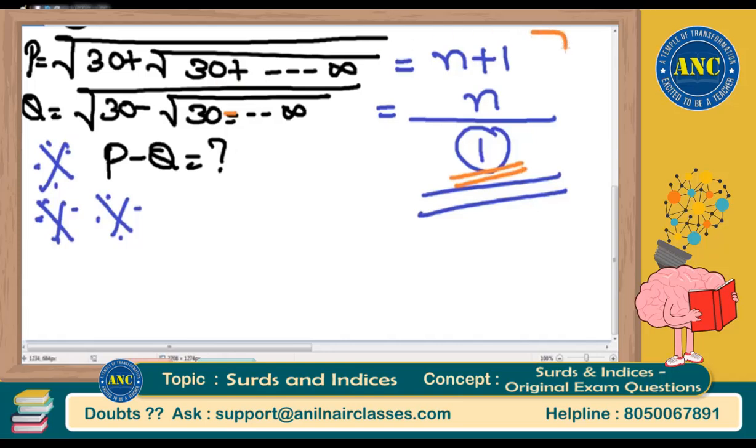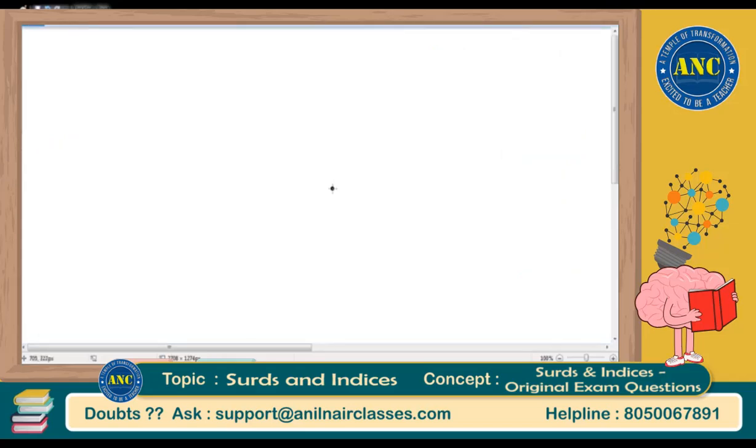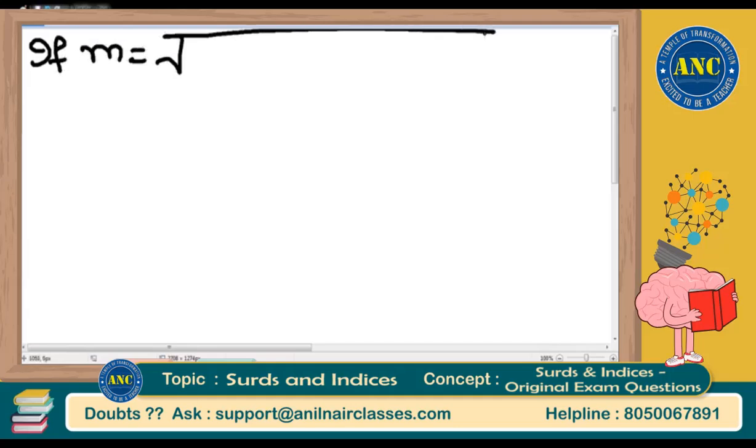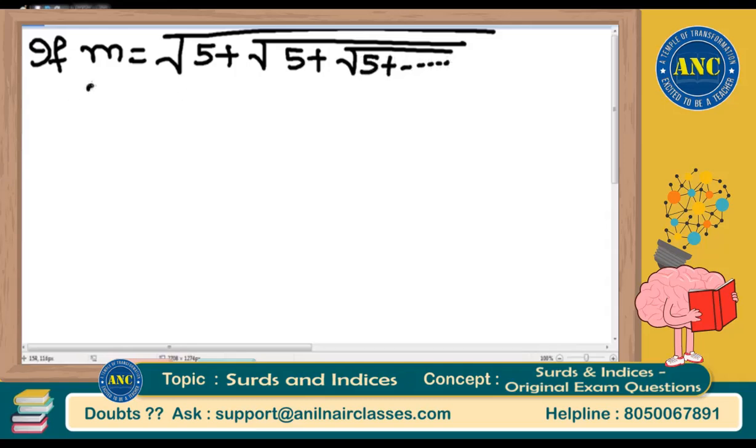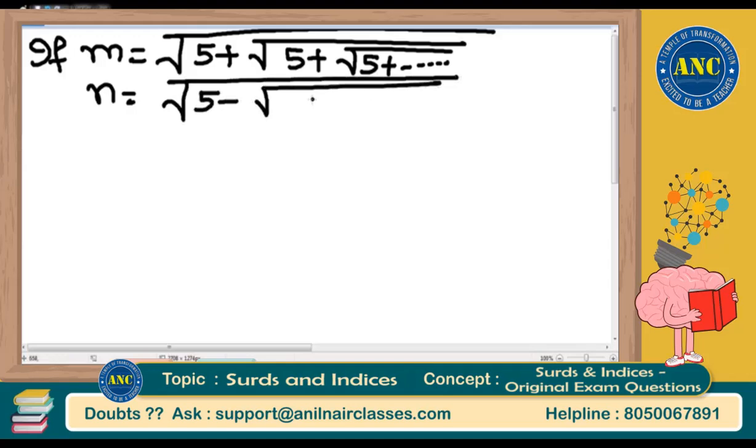Now, this is a beautiful question. Using this beautiful question, we will solve another beautiful question. That is the beauty of learning concept. See here. If m is equal to 5 plus root 5 plus root 5 plus root 5 plus root 5 plus etc., and n is equal to root 5 minus root 5 minus root 5 minus etc., it keeps continuing like this. Then which of the following is true?